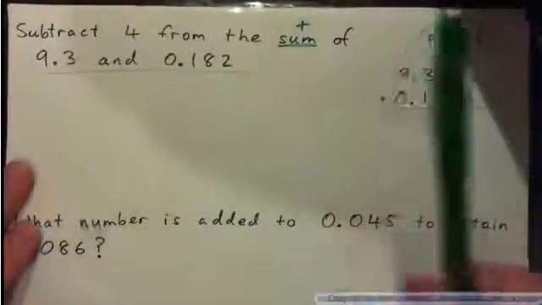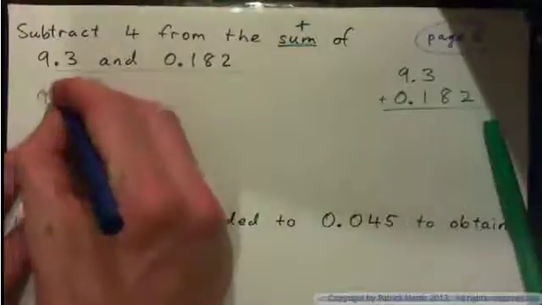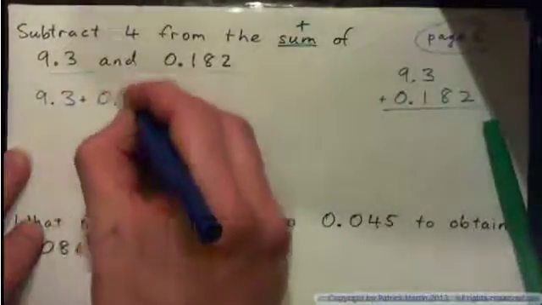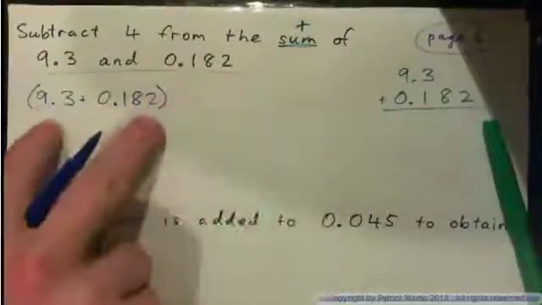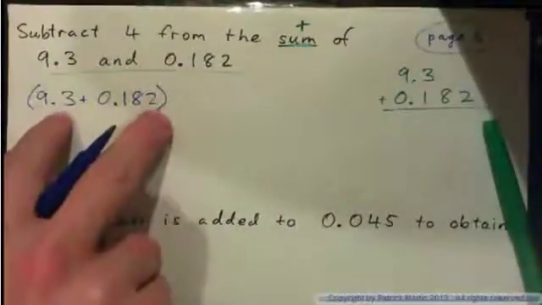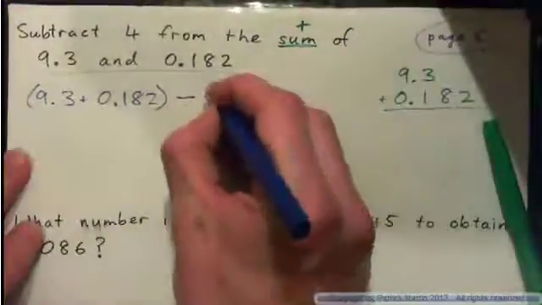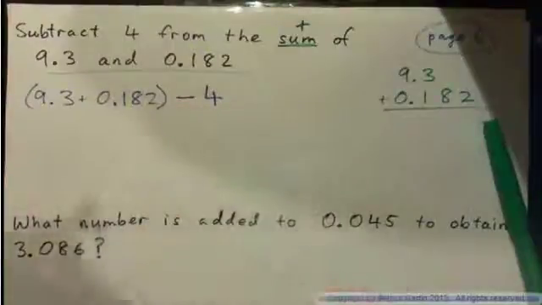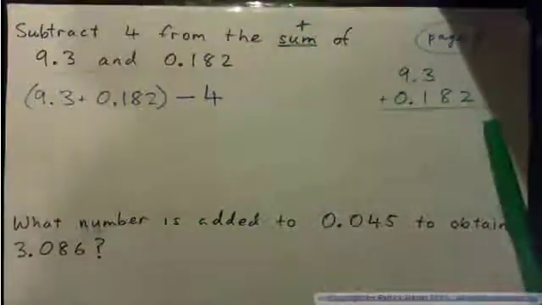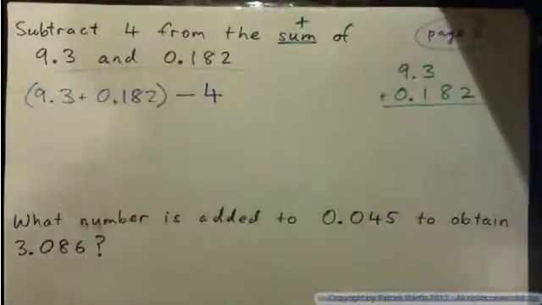Just for fun, I'm going to write out what this would look like. You would get the sum of 9.3 plus 0.182, just because in later math classes you'll have to do this. This is the sum. And you'll put that in parentheses because you want to do that first, okay? Then you're going to subtract 4 from that sum. And so you need to write it out like that. So that's just for fun. But the bottom line is we have to add these together first anyway, no matter what.